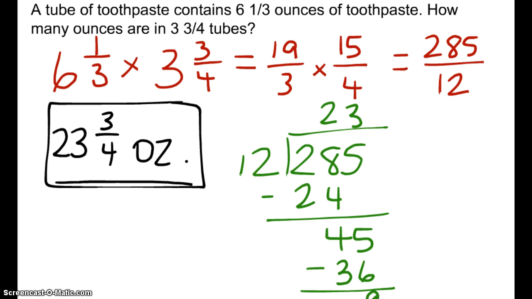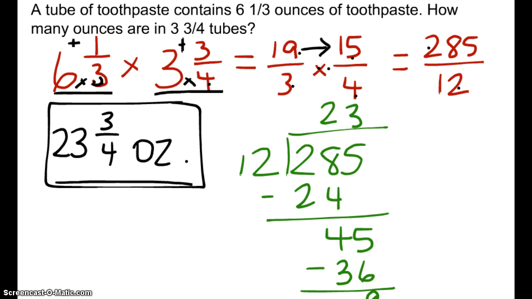Alright, and then for this last one, did you get 23 3/4 of an ounce? What I did is I took 6 1/3 times 3 3/4 tubes. And I said 3 times 6 is 18, plus 1 is 19, all over 3, times 4 times 3 is 12, plus 3 is 15 over 4. Then you multiply straight across. 19 times 15 is 285. 3 times 4 is 12.